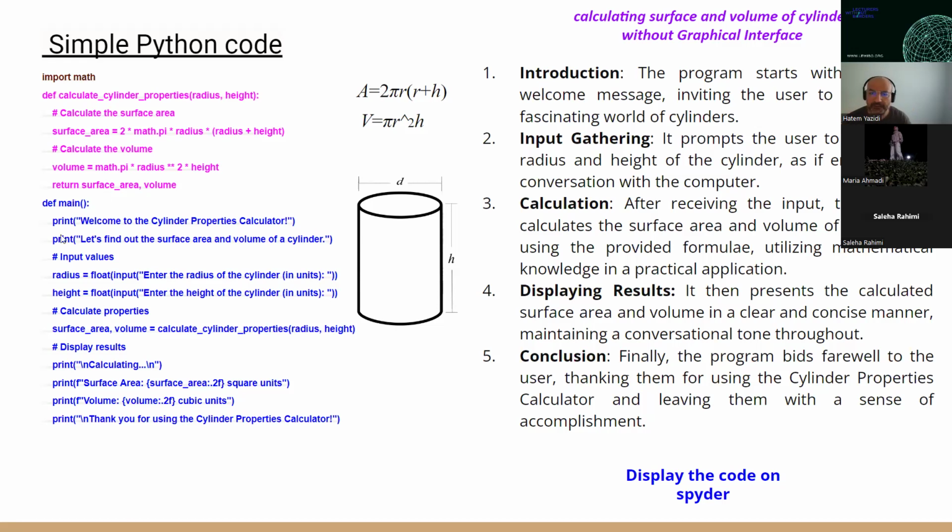I can add whatever I want to simplify the work for me and for the user. Because imagine someone else, not you the programmer or coder, came and wanted to execute this. At least they want to know what is displayed. So the first thing we can do is print. Print displays on the screen. Print welcome to the cylinder property calculator. At least we know the subject. What is this code doing? Second, print: let's find out the surface area and volume of your cylinders.